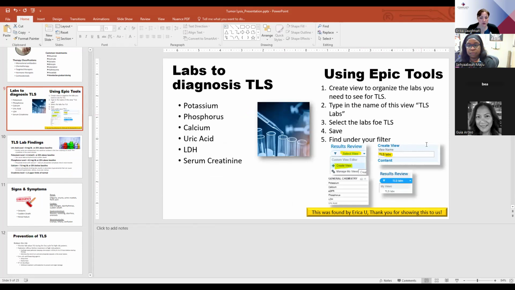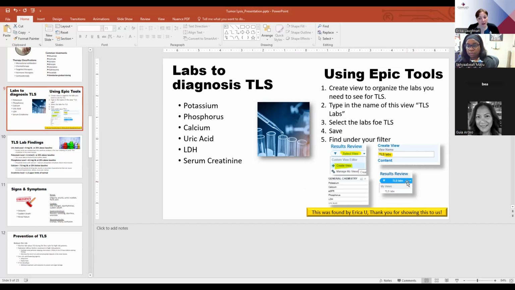So on the right-hand side of the screen, it talks about how to actually do this. You can go to Results Review, select View, and Create a View, and then you can name it. So this is kind of cool. I named mine TLS Labs because I wanted it to be really specific about what I was looking at. And then it asks you what labs you want to use, and then you can select the labs that are appropriate that you want to see in the patient's chart.